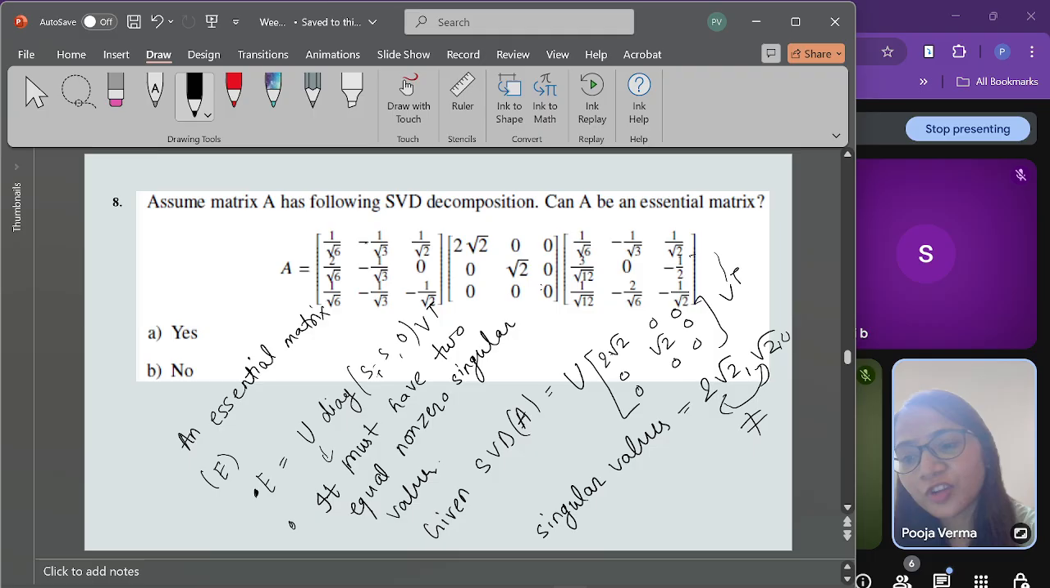So the first two singular values are not equal. 2 root 2 is not equal to root 2. These are two different values. That's why A should not be an essential matrix. So option B is the correct answer. So A here is not an essential matrix. Okay.